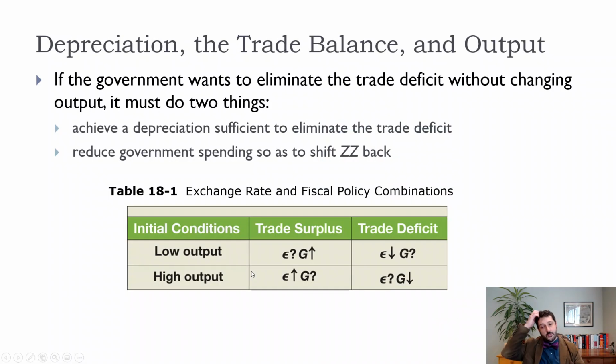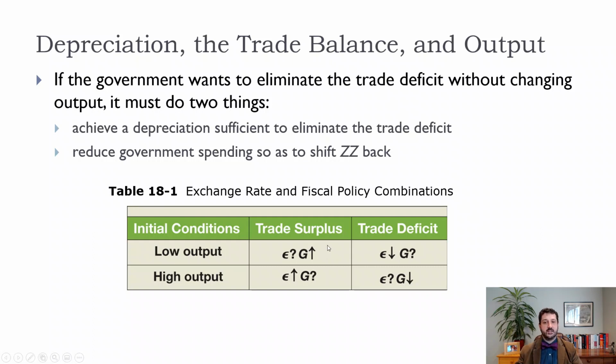And so if we think about a country that has output that we think is too low or too high, a trade surplus or a trade deficit, what are the exchange rate and fiscal policy combinations that we would want to use? In that case, what we did was we had a real depreciation in order to get rid of our trade deficit. And then we needed to decrease government spending because our output was too high.